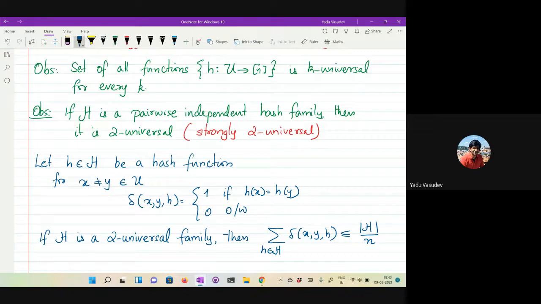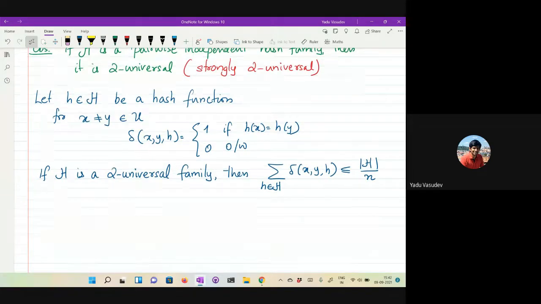If you fix an x and y, then 2-universality says that if you randomly sample a function h from H, the probability that there is a collision is 1 over n. So the total number of collisions is cardinality of H over n, because of the definition. Now what we will see is that this is indeed quite tight. You can't do much better. This theorem tells you that the definition is probably the best you can hope for if you're working with 2-universal families.